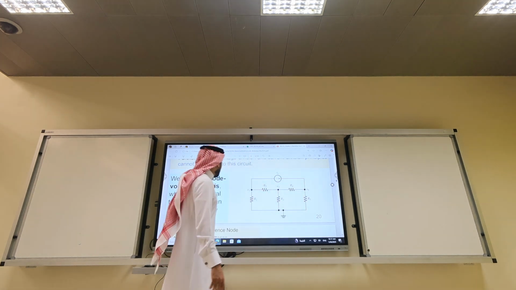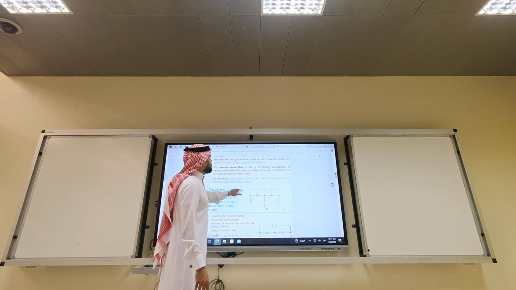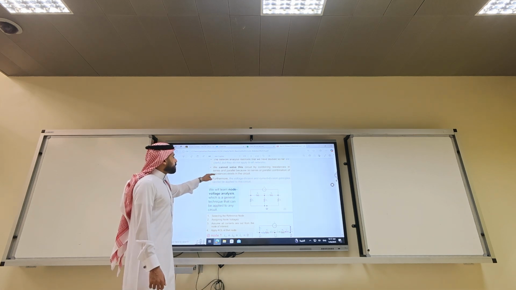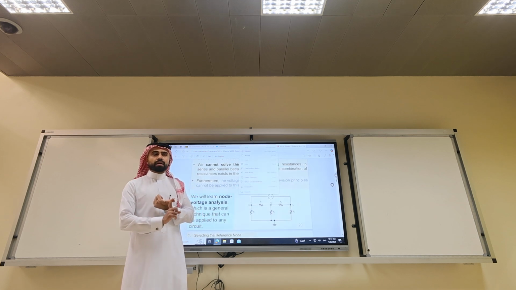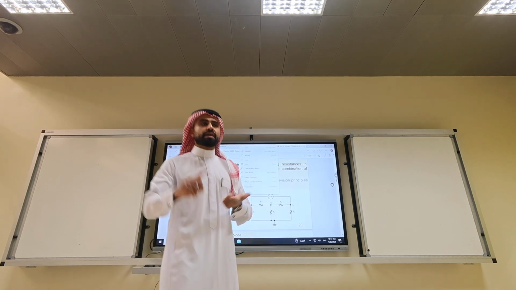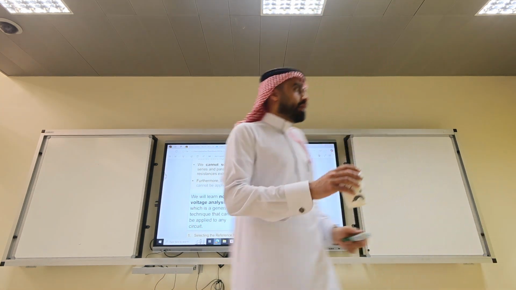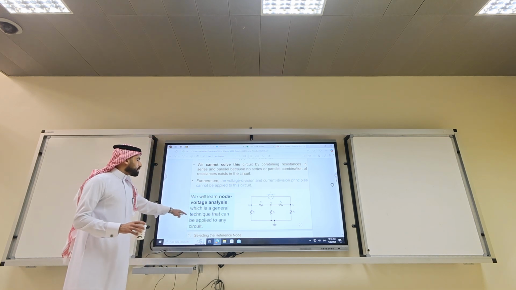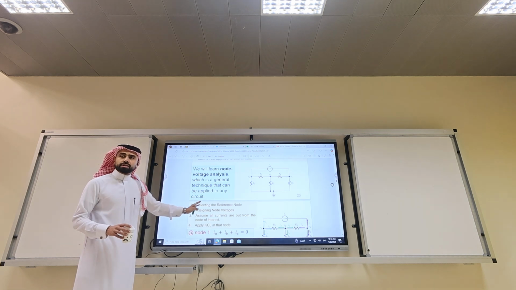Okay, let me go through the process with you. So we cannot solve this circuit by combining resistances in series or parallel. Basically, we can't find shortcuts. The voltage division and current division rules do not apply. VDR does not apply because we don't have series elements. CDR, the current divider rule, does not apply because we do not have parallel elements. We will learn node voltage analysis, which is a general technique that can be applied to any circuit. And we love it. Students love it.